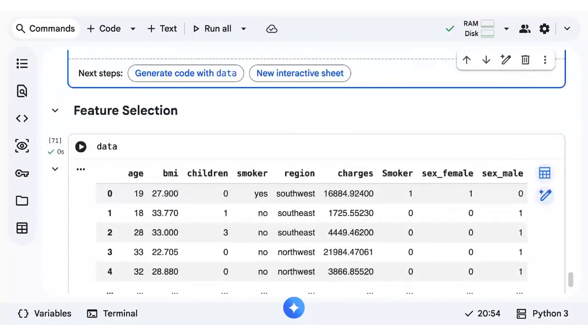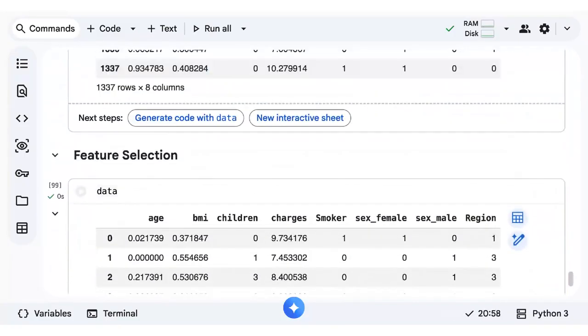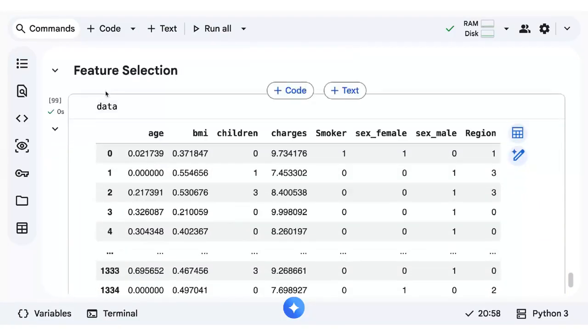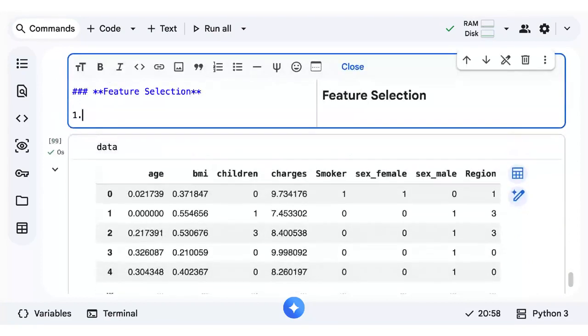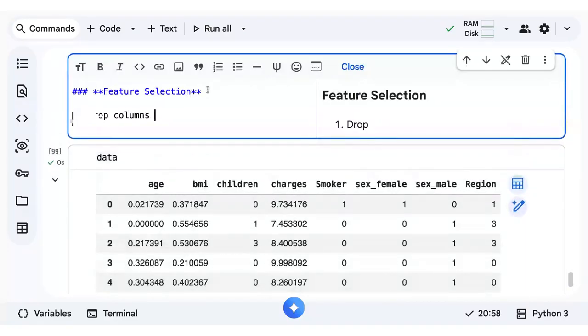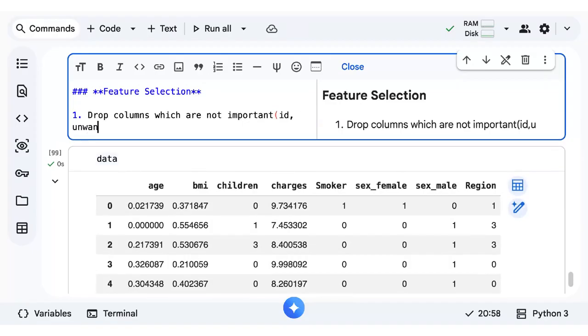Next important step is feature selection. So what do you do under feature selection? When it comes to feature selection, drop columns which are not important, like the ID column, unwanted columns. Those things can be dropped.